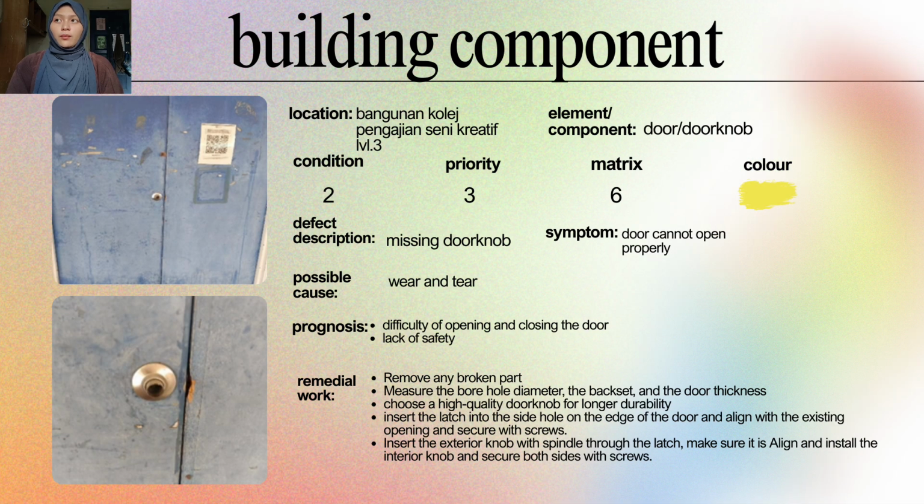Next is building component. This defect was found at Bangunan College Pengajian Seni Kreatif, Level 3. The element is door. The component is doorknob. The condition of this defect is 2, which is routine. The priority is 3, which is urgent. The metric is 6 and the color is yellow, which is fair.